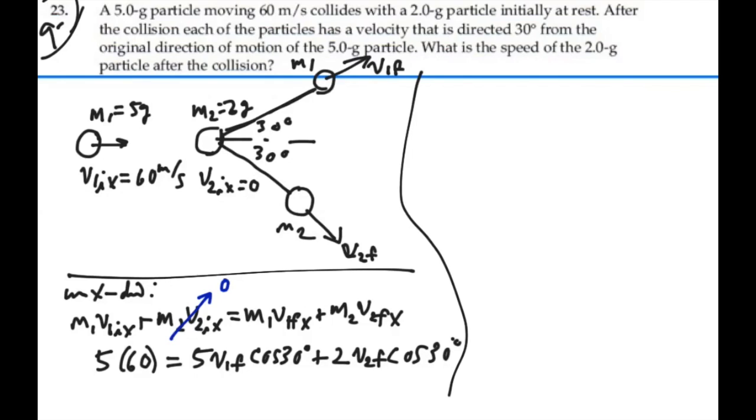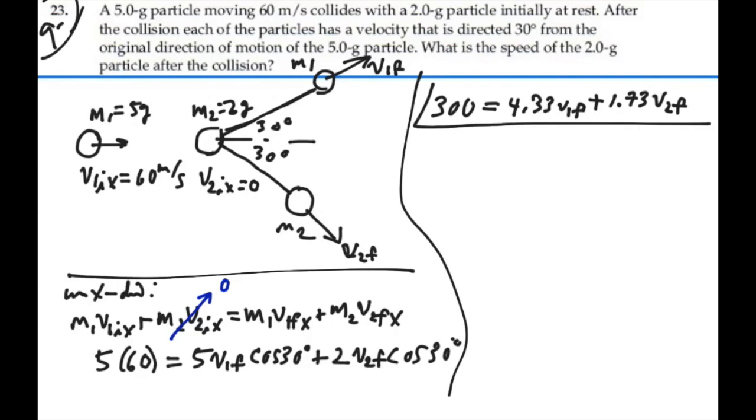So what do we have? Let's see. So it looks like we have 300 is equal to 5 cosine 30, which is 4.33, v1 final, plus 2 cosine 30, which is 1.73, v2 final. Alright, so far so good. We have two unknowns in this equation. So let's look at the y direction.